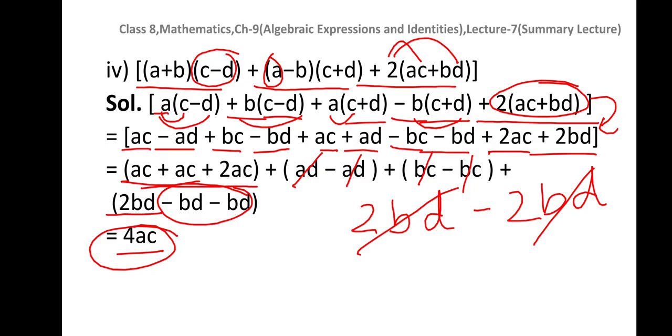Simple, you are supposed to multiply every term which is present outside the bracket to each and every term which is present inside the bracket, along with the sign you need to take.